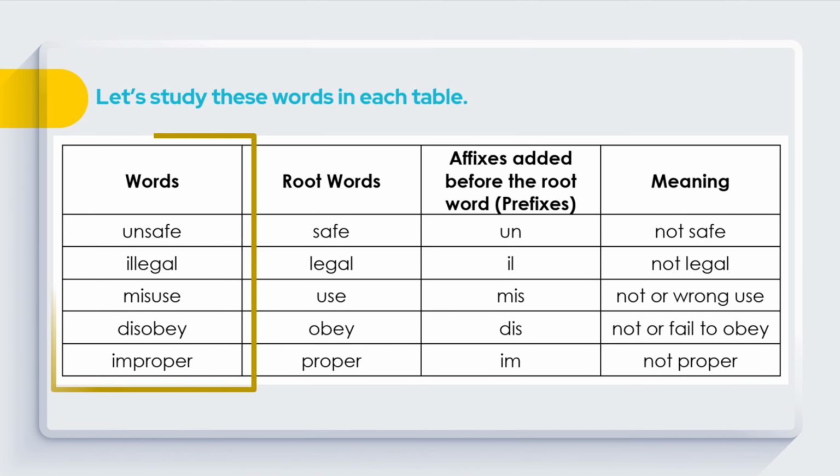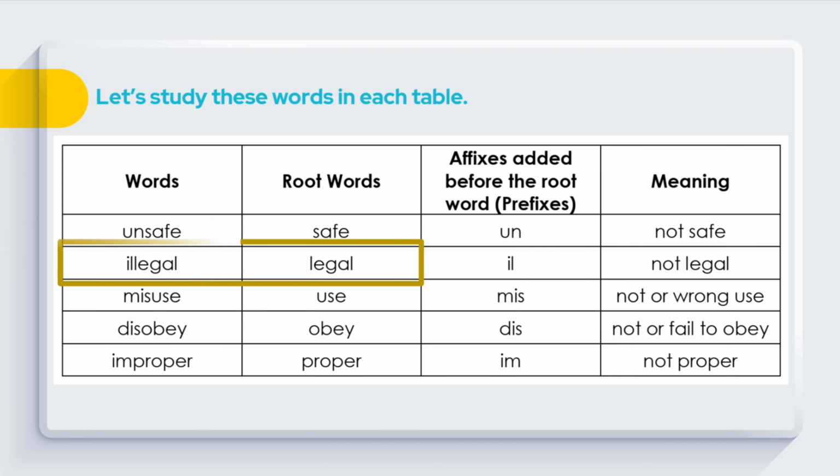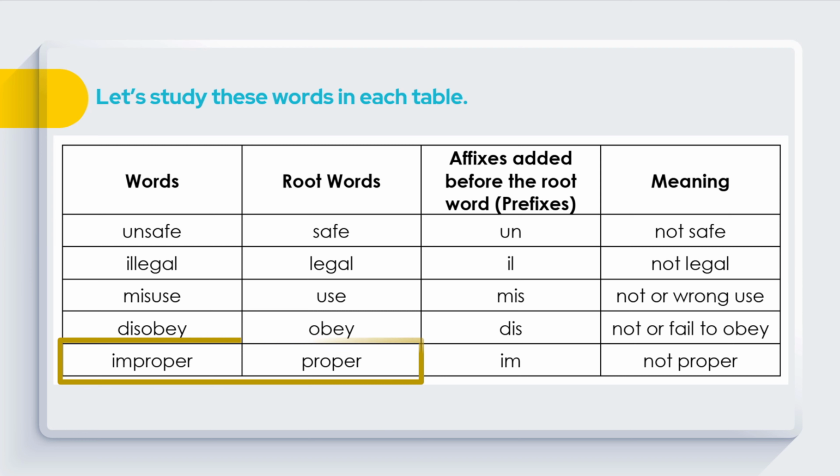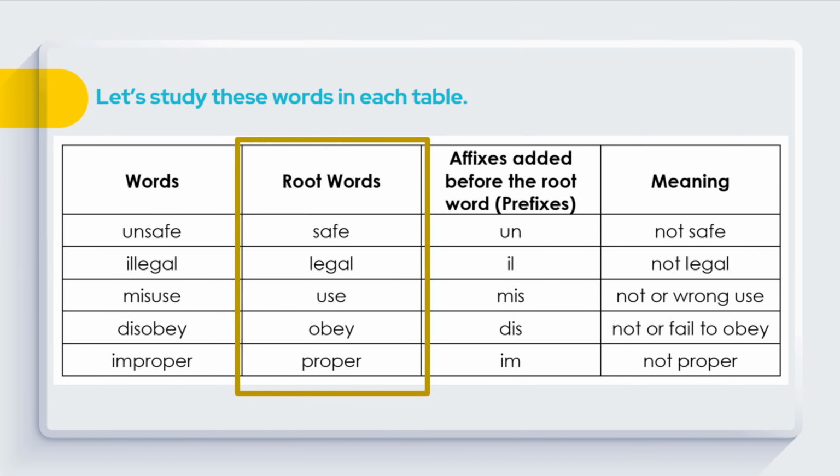Let's study these words in each table. What is the root word of the word unsafe, illegal, misuse, disobey, and improper? The root word of unsafe is safe. The root word of illegal is legal. The root word of misuse is use. The root word of disobey is obey. The root word of improper is proper. A root word is a word that stands on its own.